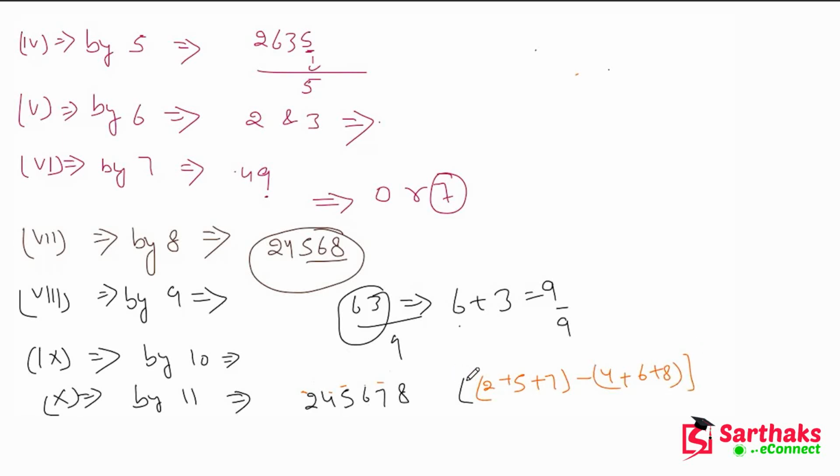What is the difference? 2 plus 5 plus 7 is 14, and 4 plus 6 plus 8 is 18, so we get minus 4. If the result is 0 or a multiple of 11, then we can divide the number by 11. Here the result is different, so we cannot divide it by 11. I hope you get this point.